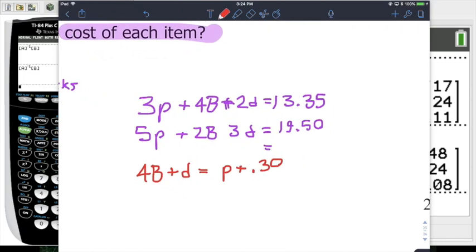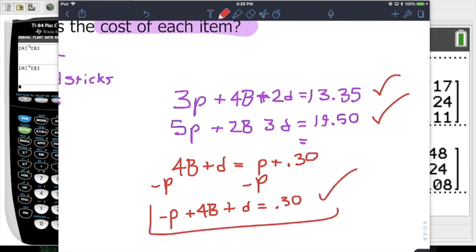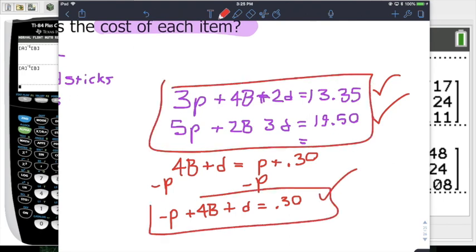Okay, and so those are your 3 equations. Obviously, the first 2 are ready to go as far as typing into your matrix. But the last one, we need to move that P to the other side. So we'll go minus P. I'm going to write that as negative P, in the same order, plus 4 breadsticks, plus the 1 drink, and that equals 0.30. That'll be your third equation.